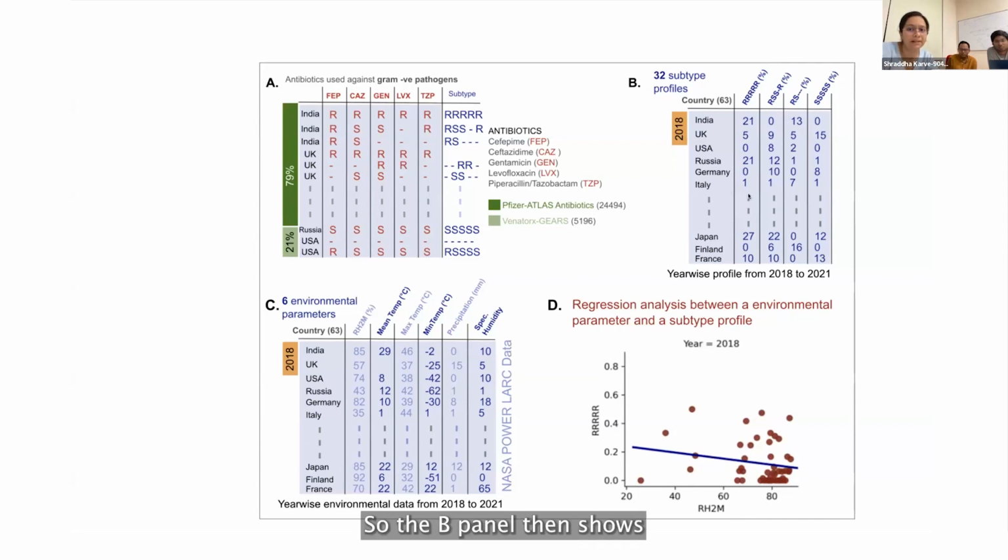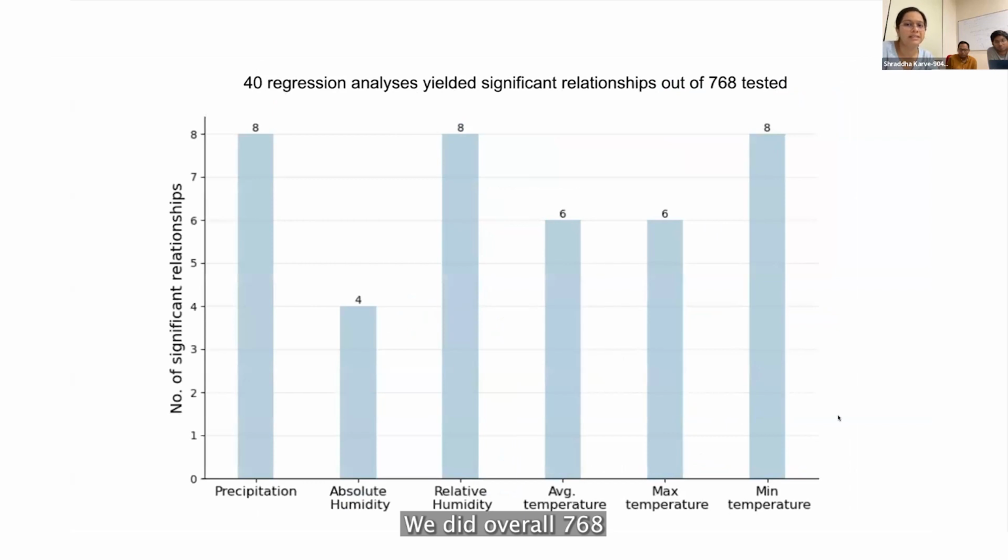Panel B shows the prevalence, the percentage of these different subtypes across countries. Panel C shows, for the same year, the 6 different environmental parameters that we considered. Panel D is just showing one example of how this regression analysis would look. We did overall 768 different regression analyses, and we found 40 of them to be significant.